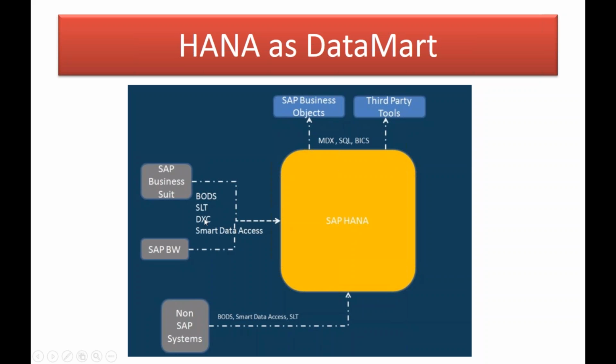I have a DXC also. I can use this by extracting the data from my SAP BW systems. And I have Smart Data Access also, which provides a virtual infrastructure for your entire non-SAP database systems. So I can extract the data from various SAP data sources into HANA. I can use HANA as a data warehousing system. I can store the data here. I can do the designing and modeling, the multidimensional. I can do a lot here.